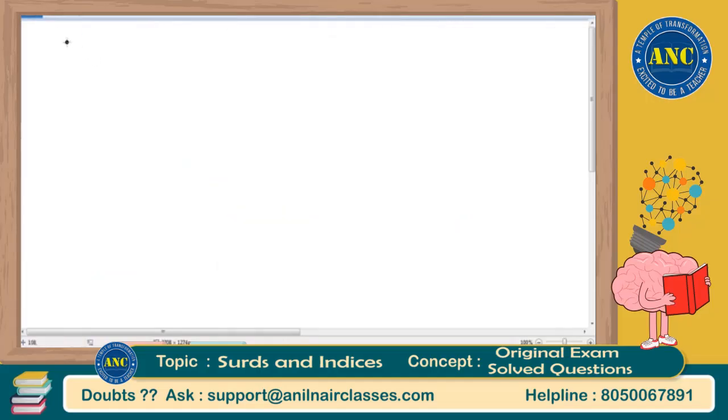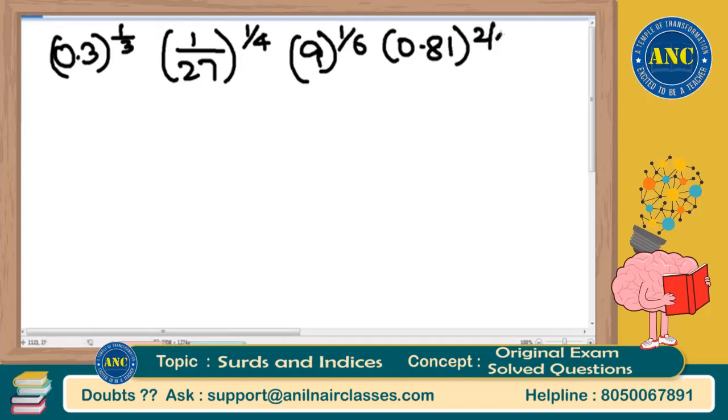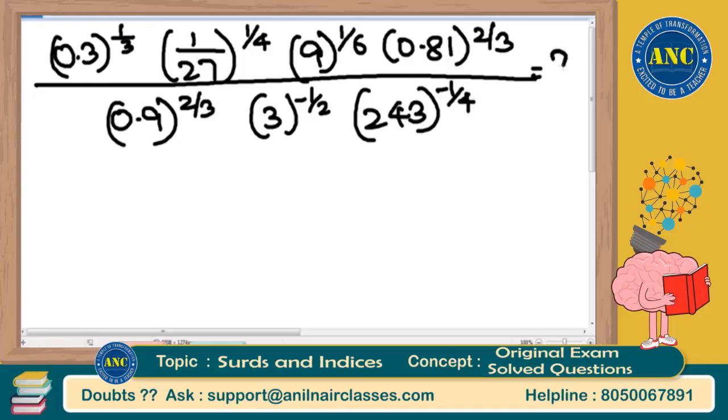Another question of this model. Simplify 0.3 to the power of 1 by 3, 1 by 27 to the power of 1 by 4, 9 to the power of 1 by 6, 0.81 to the power of 2 by 3, whole thing divided by 0.9 to the power of 2 by 3, 3 to the power of minus 1 by 2, 243 to the power of minus 1 by 4. This expression I need to simplify. I need to get the value of this expression.